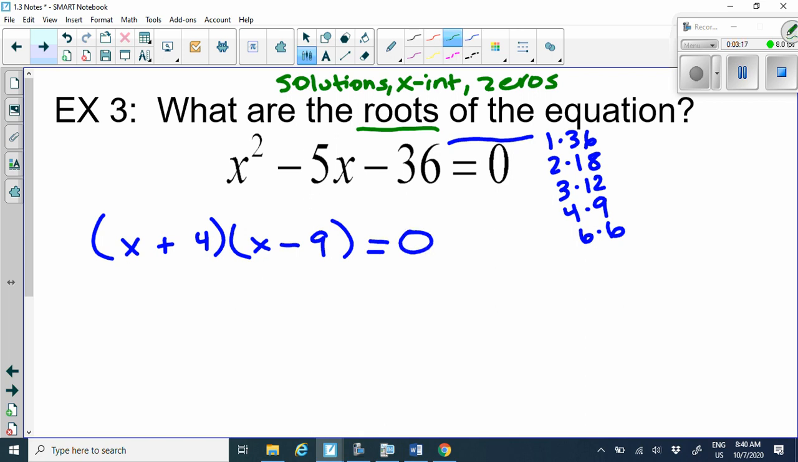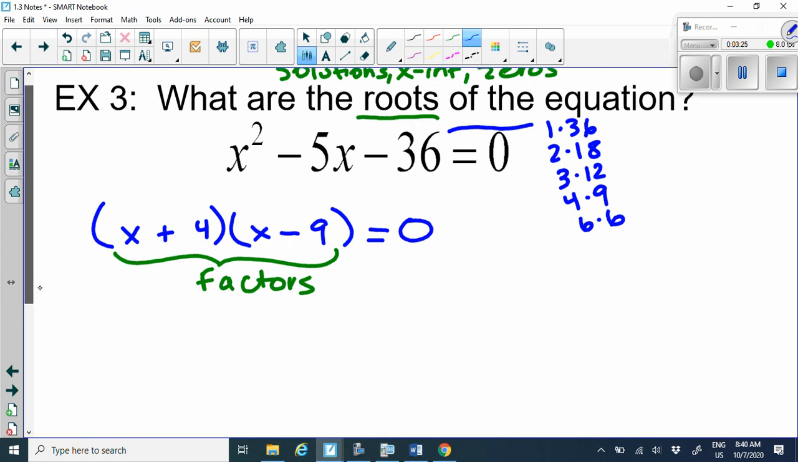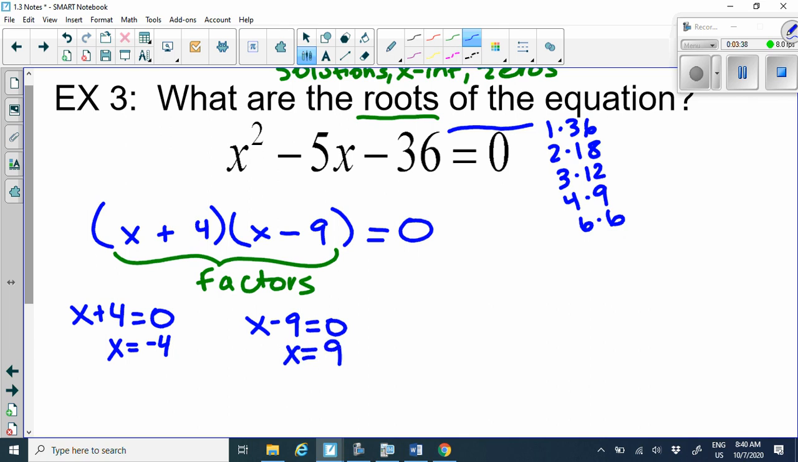Now, to solve, we're going to set our factors equal to 0. So the factors are x plus 4 and x minus 9. So I have x plus 4 equal to 0, and I have x minus 9 equal to 0. So I move the 4 over by subtracting, so I get x equals negative 4, and I add 9 to the other side, so I get x equals 9. So my two solutions, or in this case, roots, are going to be x equals negative 4 and x equals 9.